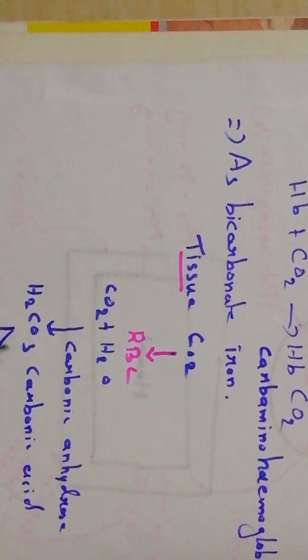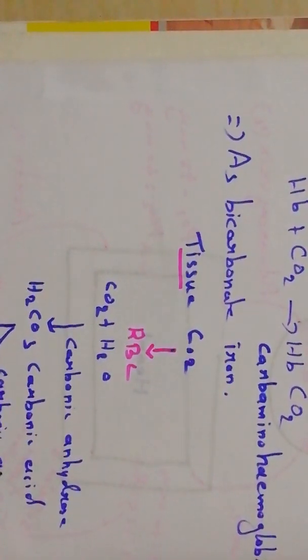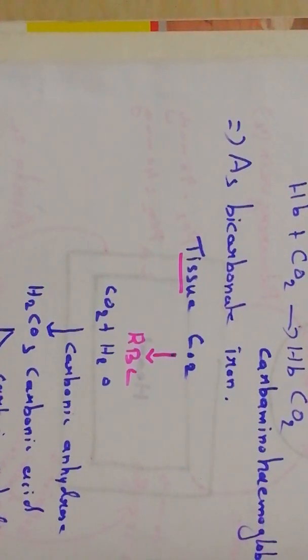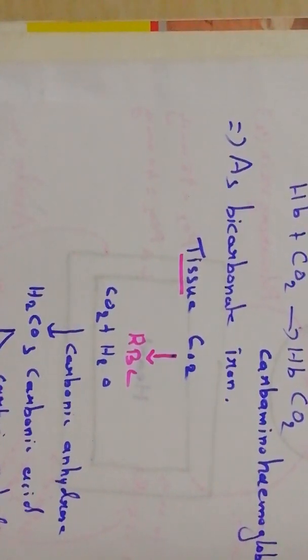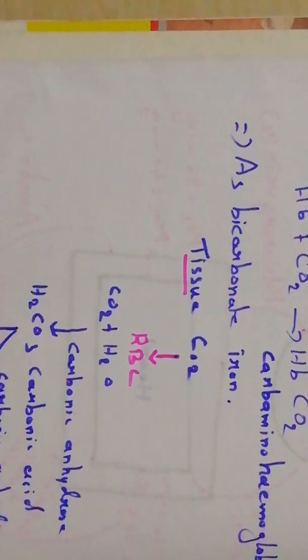The same reaction is also catalyzed by the same enzyme, carbonic anhydrase. Do you understand? So this bicarbonate, formed inside the RBC, will immediately come out from the RBC into the plasma. So now this HCO3 is in the plasma, and from the plasma again it goes to the lungs.